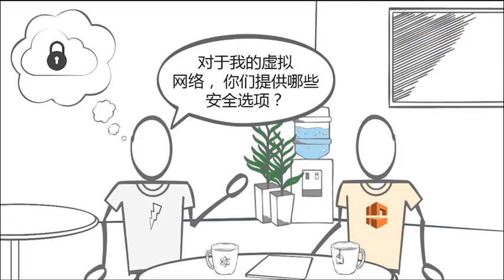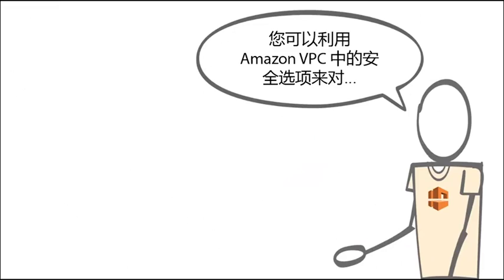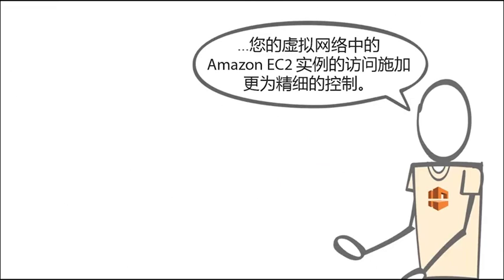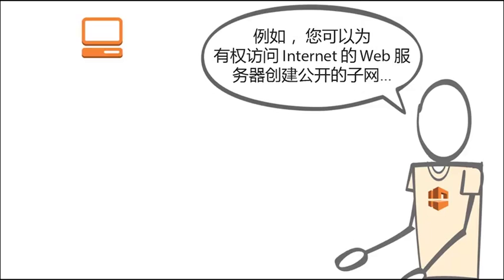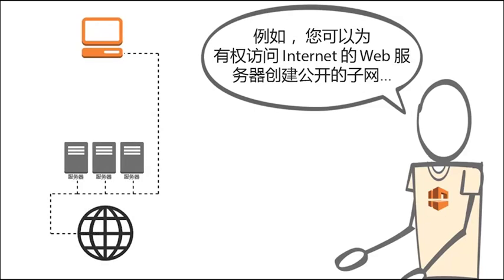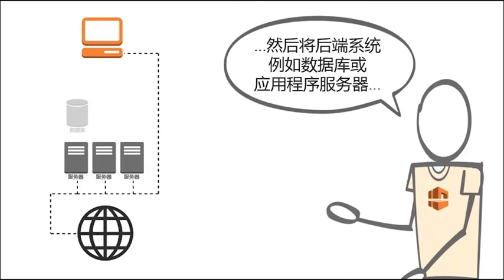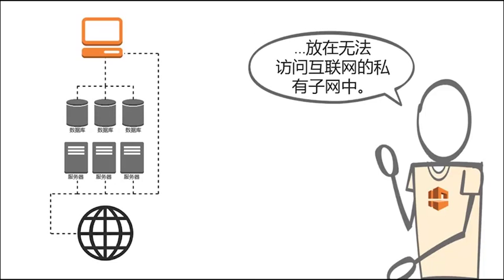What sort of security options do I have over my virtual network? You can leverage the security options in Amazon VPC to provide more granular access both to and from the Amazon EC2 instances in your virtual network. For example, you can create a public-facing subnet for your web servers that have access to the Internet, and place your back-end systems such as databases or application servers in a private-facing subnet with no Internet access.